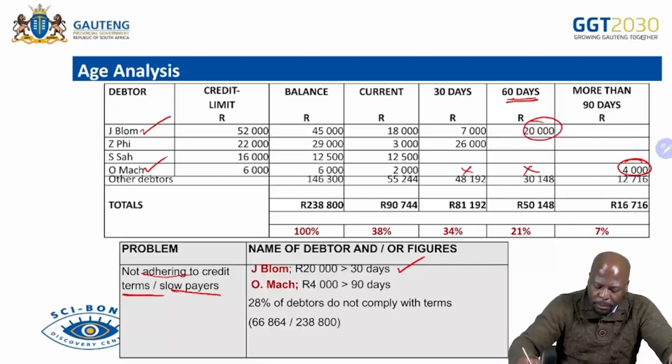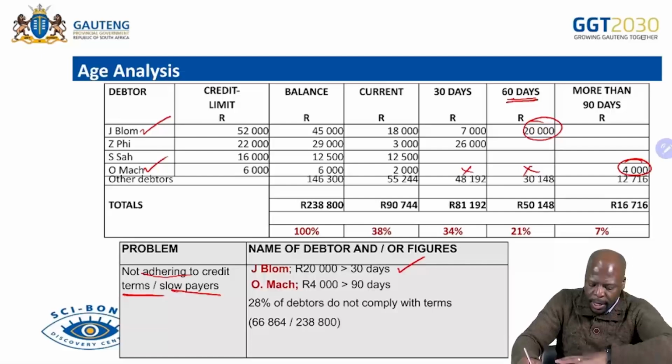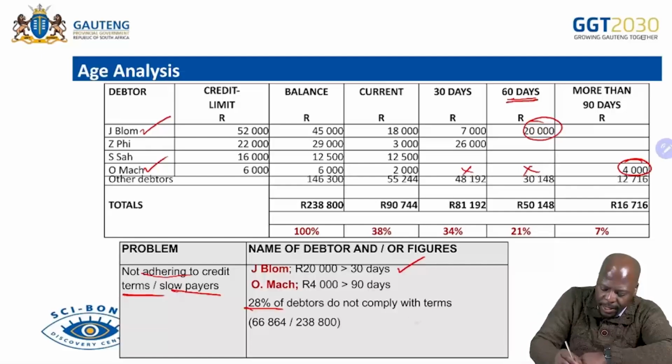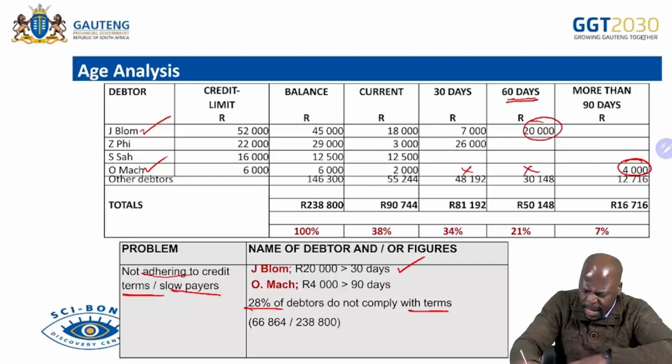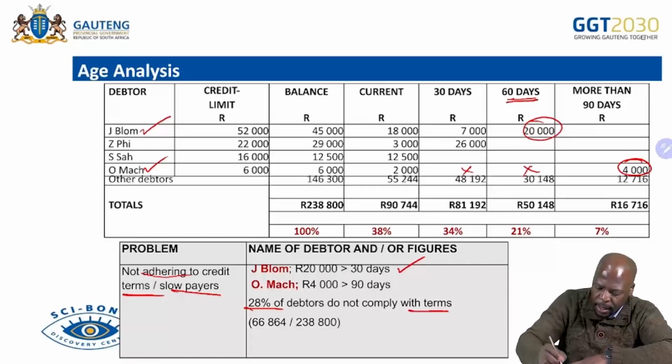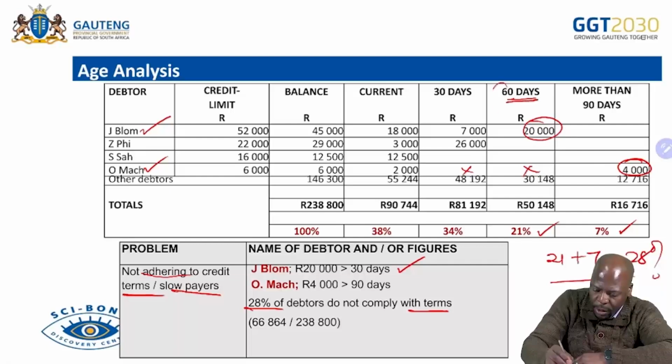And then you would see that it says 28% of the debtors do not comply with credit terms. Let's see, how do we get the 28%? You have your 21 as well as your 7. If you add your 21 and your 7, that is how you get your 28%. So these are debtors that are not complying. Everything that is beyond the 30 days, these are debtors that are not complying. It is your 21 and your 7. So 28% of debtors are not complying.